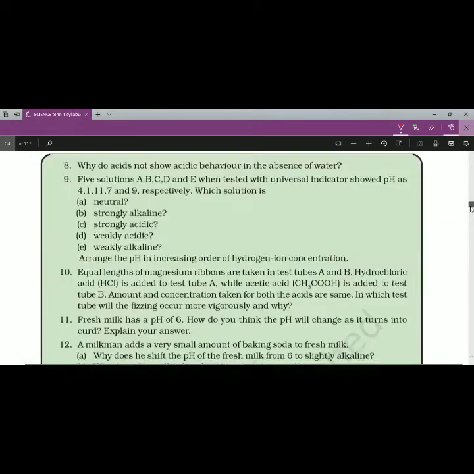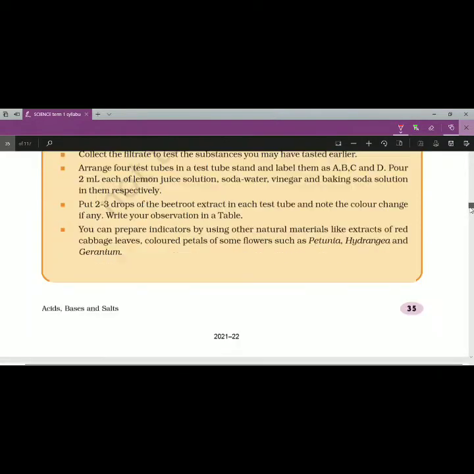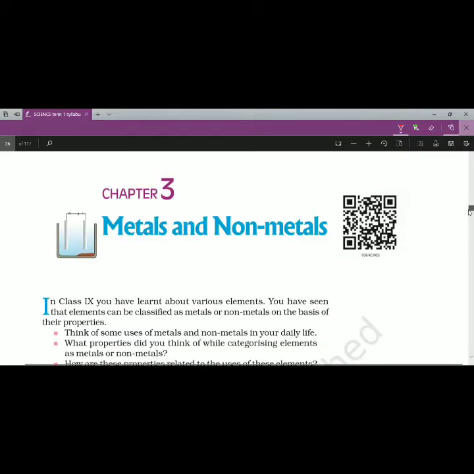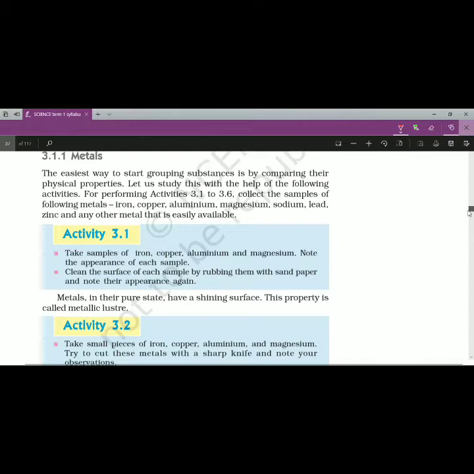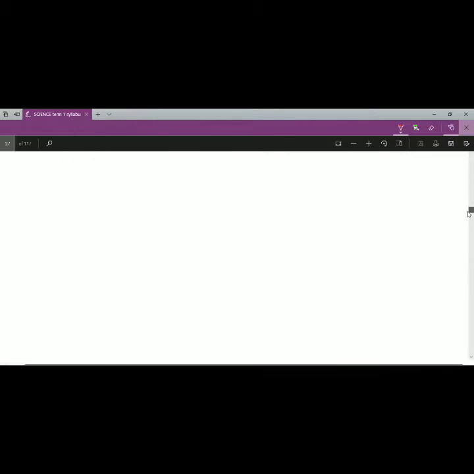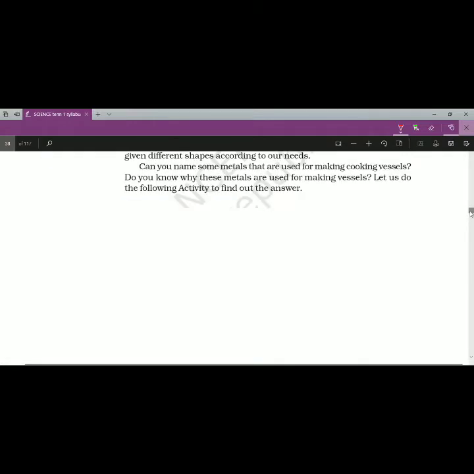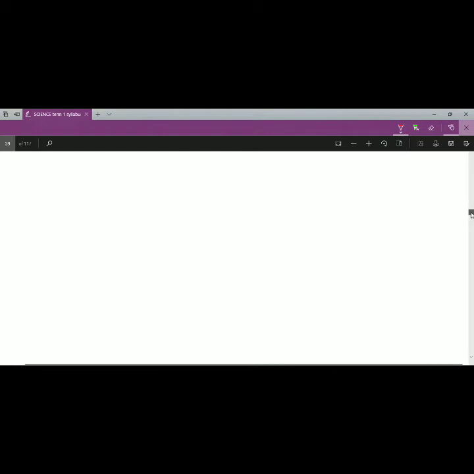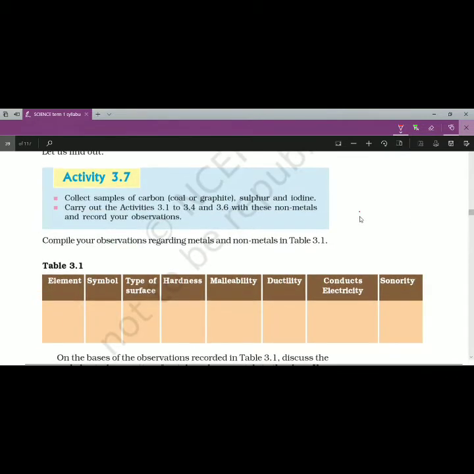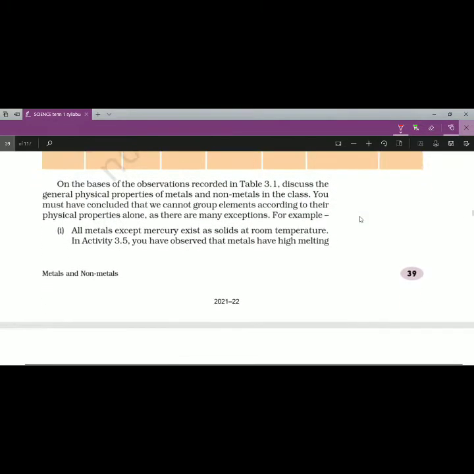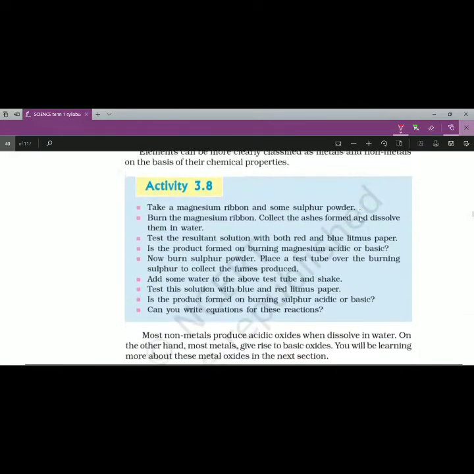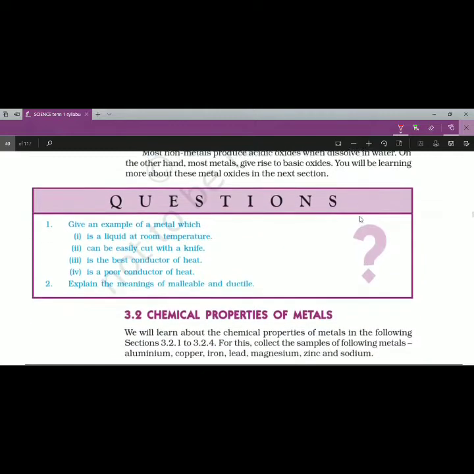So let's move to the next chapter. Chapter 3, metals and non-metals. In this chapter, some topics are removed. Okay, I will tell you. In this chapter, metals and non-metals, you have to do all topics, but some topics are removed. I'll tell you which topics are removed.